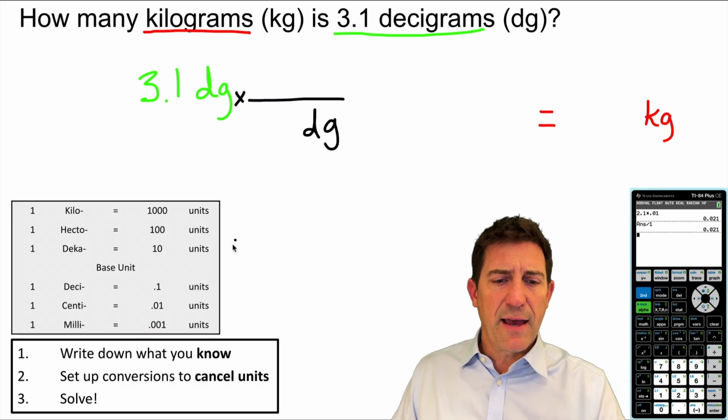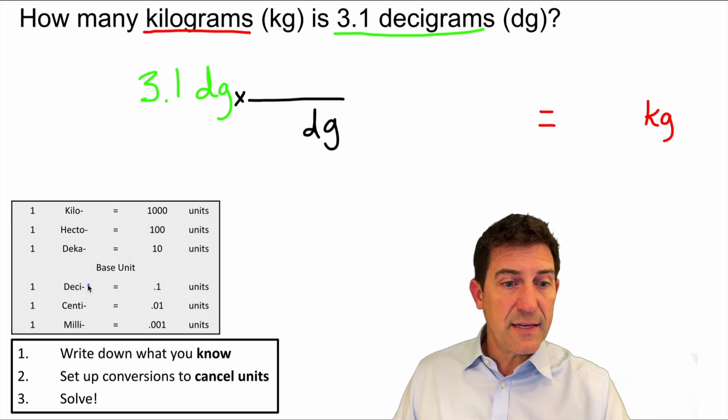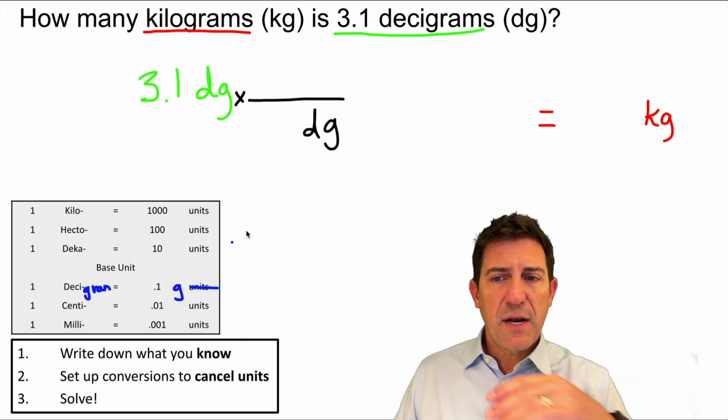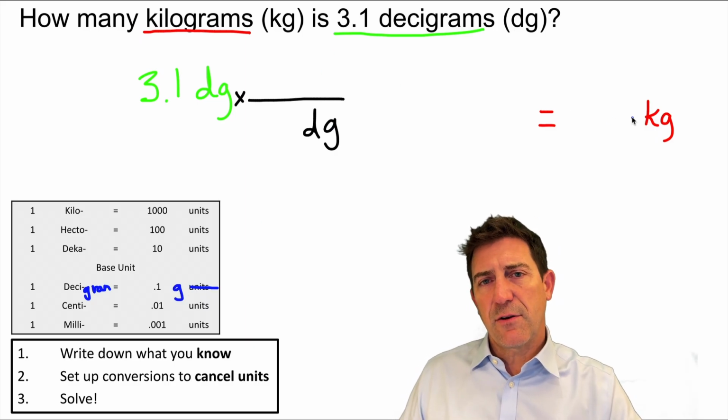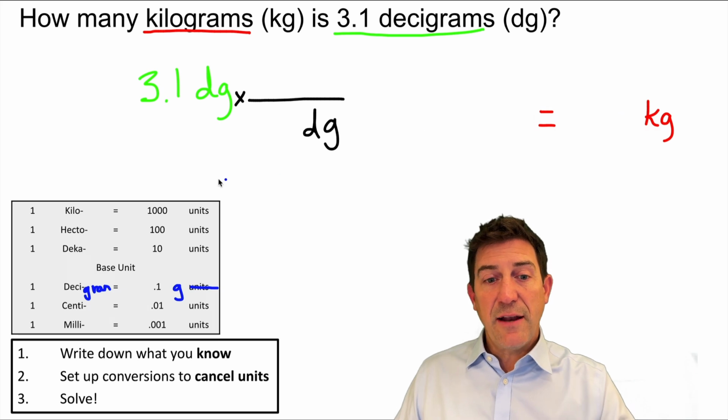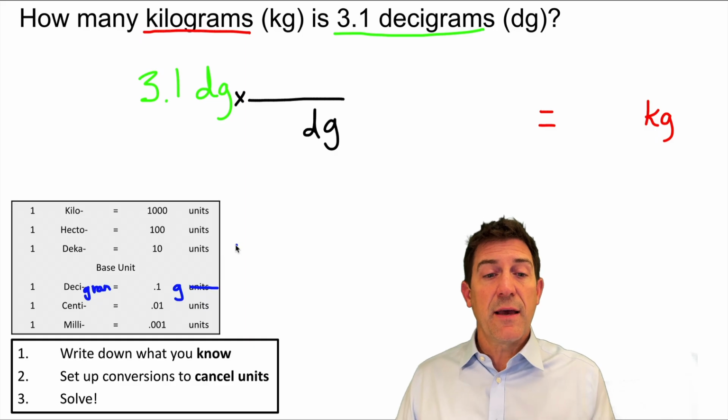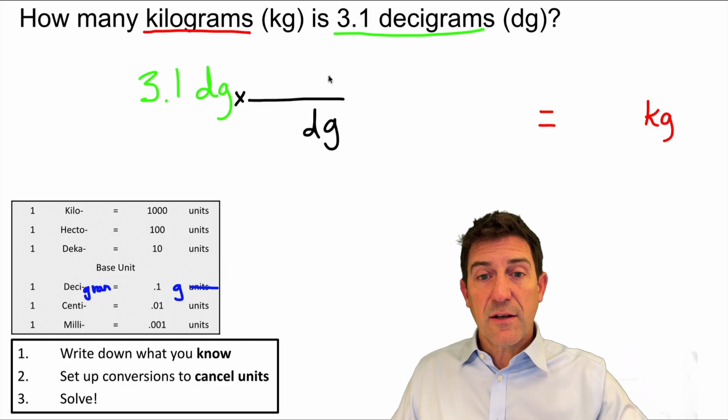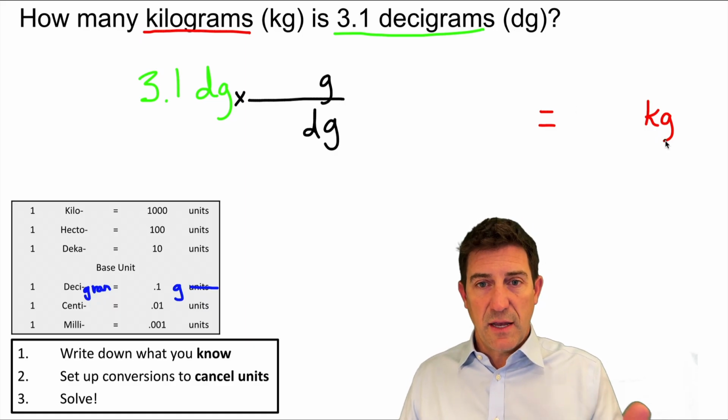Let's go back to what we have. 1 decigram is equal to 0.1 grams. But I want to go from decigrams into kilograms. The thing is, I don't have a conversion using this table that will allow me to do that. But just think, if I can go back to the base unit, like if I can turn decigrams into grams, ultimately then I could turn grams into kilograms, right?